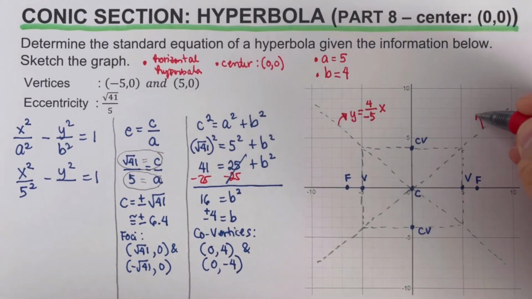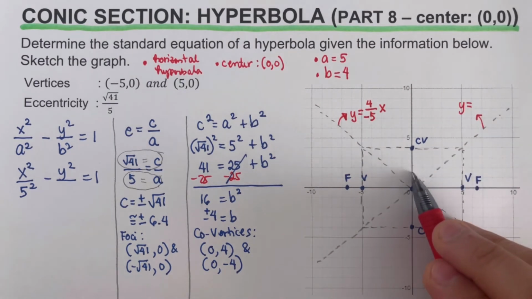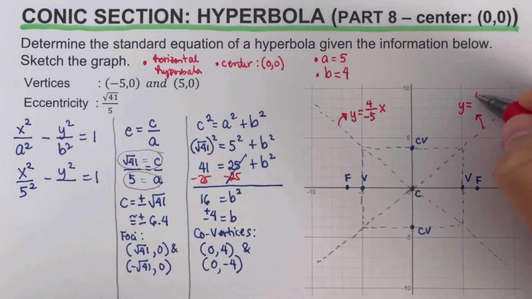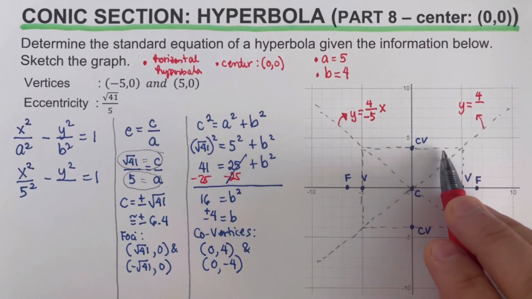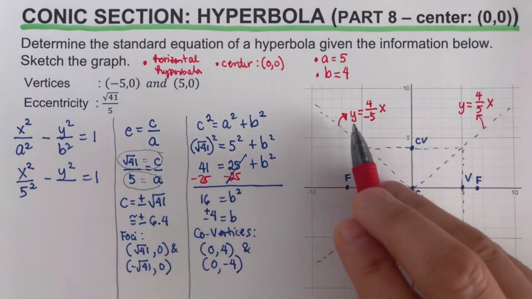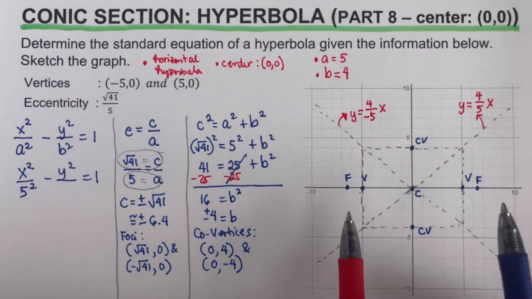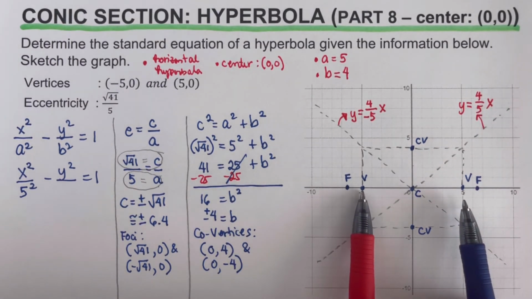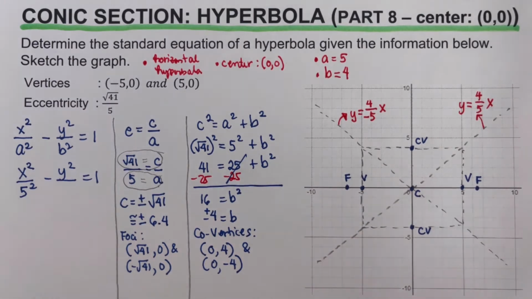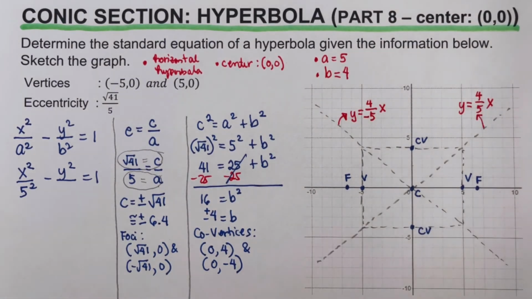The one with a positive slope is pretty much the same thing. y equals, we go up to the right: 1, 2, 3, 4. So I write 4 over 1, 2, 3, 4, 5, and we write x next to it. So these are the equations of the two asymptotes. Now we can determine the length of the transverse axis, that is the distance from the vertex to the other vertex, and the length of the conjugate axis, which is the distance from the co-vertex to the other co-vertex. I'm going to show the work up here.